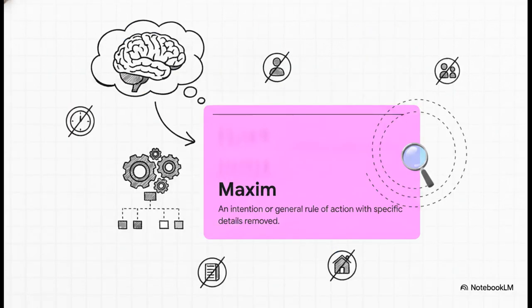But to actually apply this imperative in real life, Kant introduces another concept. Before we can even judge if an action is moral under his framework, we've got to look at the big picture and identify its maxim. Now, a maxim is essentially your intention. It's the general rule behind your action, but with all those hyper-specific details, the who, the when, the where, completely stripped away. You have to isolate that core underlying rule you're choosing to follow.